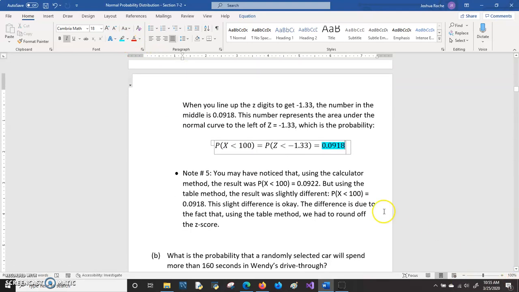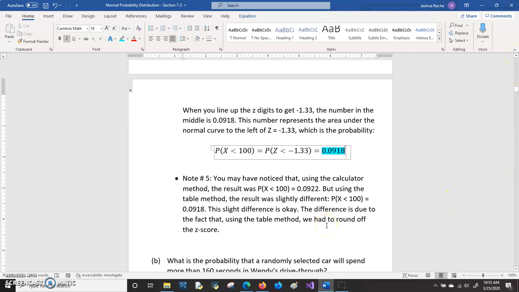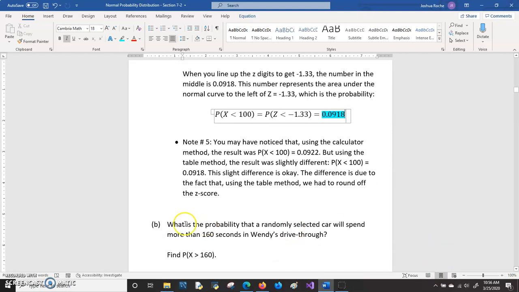You might notice that in the last result that we got using the calculator, it came out to be different than this result here. Last time we got 0.0922. In this result, it came out to 0.0918. And that's okay. It's okay that there's a slight difference. That difference is because when you use z-scores in the table, you have to do some rounding off, and that rounding off leads to slightly different results. In the next video, we'll talk about Part B.